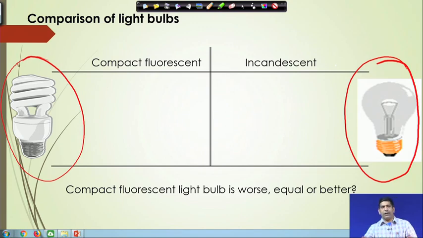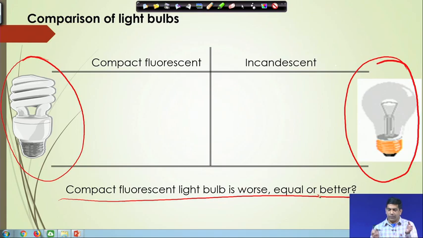Now, if we have to compare which bulb is better, whether the CFL bulb is worse, equal or better, how will we do that in terms of environmental performance? When I say environmental performance, I mean in terms of life cycle analysis. So, we will look at the life cycle impact between the two bulbs. From a common point, if you go and ask anyone which bulb is better, of course people will say this one is better.